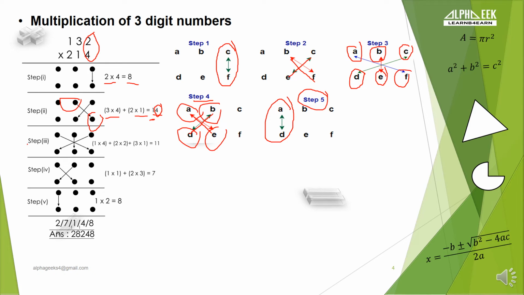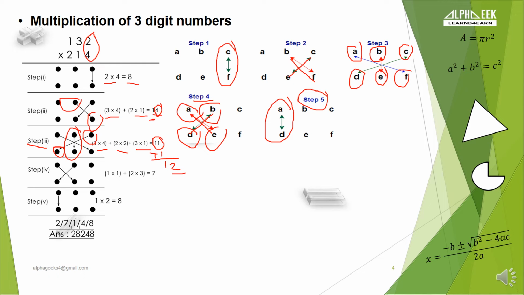Now step 3 will be the multiplication of the units place and the hundreds place, units place and the hundreds place, and the multiplication between the tens place. Correct. So what it will be: 4 into 1, 2 plus 2 into 2 and 3 into 1, that you will be getting as 11. 11 plus 1, the carry you generated, you will be getting as 12. Note down this unit place and 1 will be moving forward.